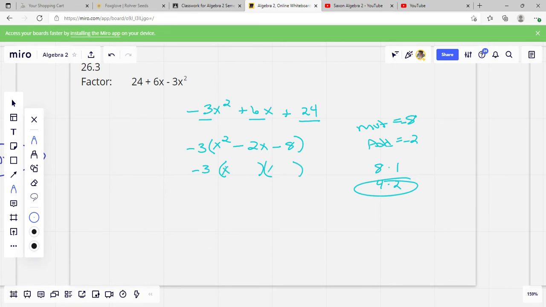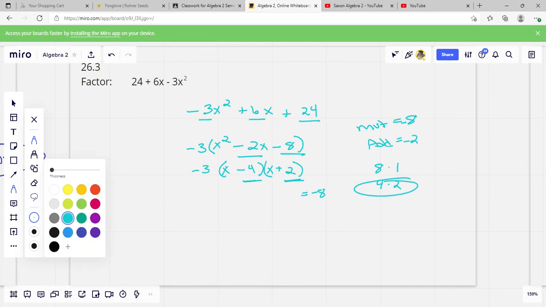X and X, and then I'm going to put a 4 and a 2. Alright, and then I'm going to need a negative 4 and a positive 2. So if I do negative 4 times 2, I'm going to get negative 8, which is right. And then if I do negative 4 plus 2, I'm going to get negative 2, which is right.